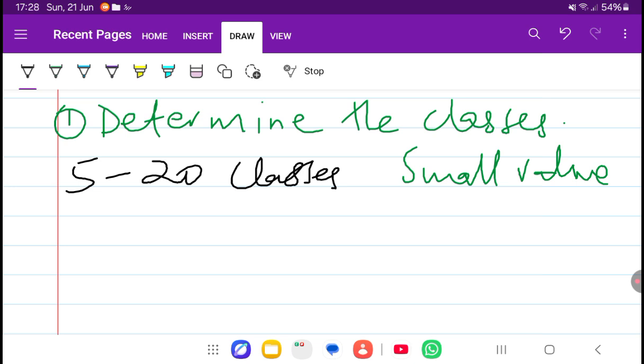So you define some. We've said if you are defining, there should be at least 5 to 20 classes. That is how you can define.